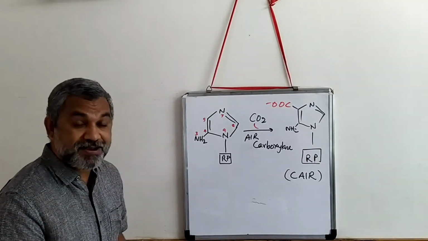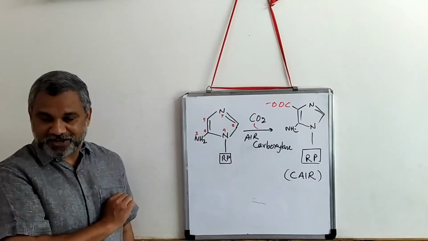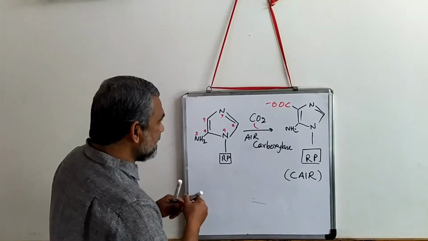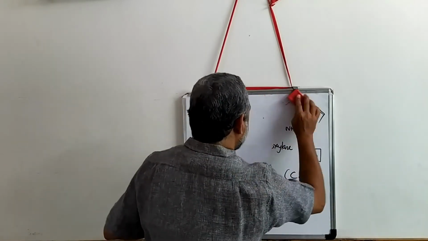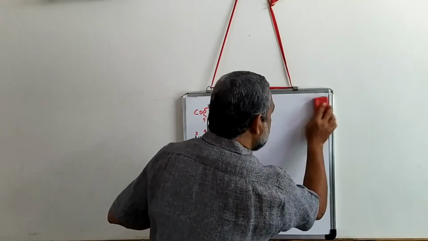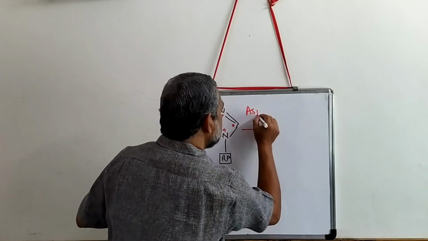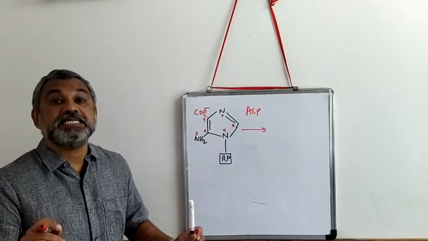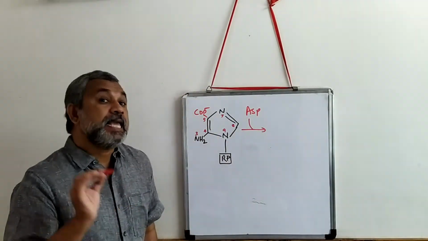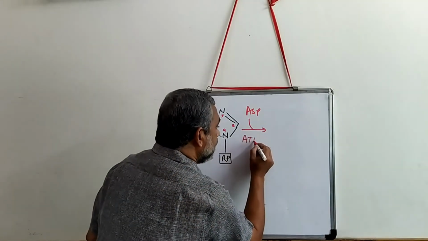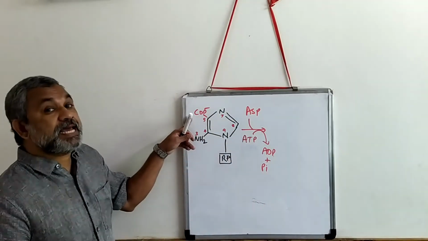In step number 7, what we are going to do is add a molecule of aspartate to it. Now, in order to understand, let me put COO here and clear this portion. A molecule of aspartate is added, that is in step number 7. We know that aspartate is an amino group donor. So when you add an aspartate, it requires ATP, which gets hydrolyzed to ADP plus Pi. And aspartate is getting added here.